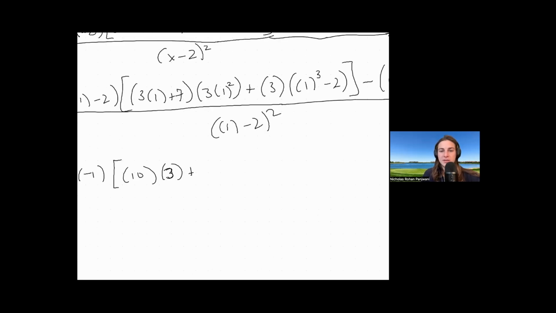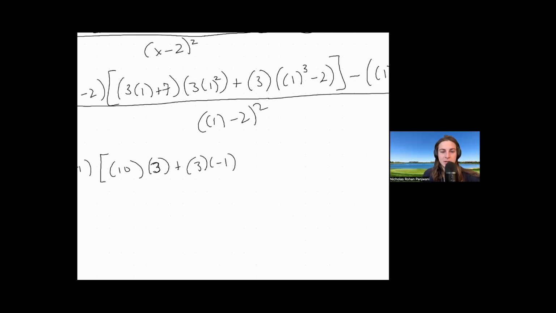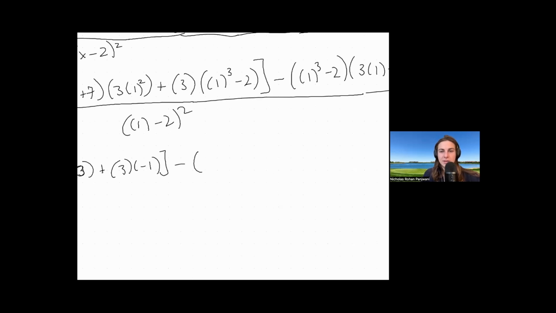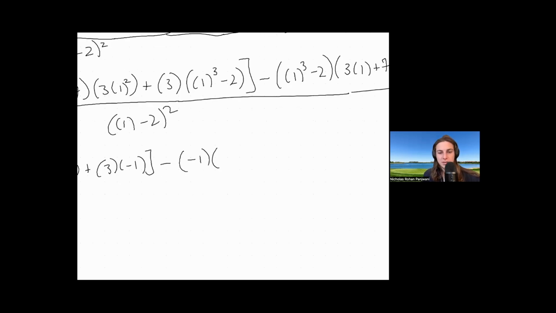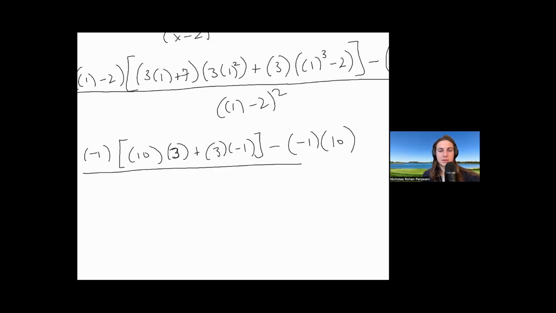1 minus 2 is negative 1. So yeah, 3 times negative 1 minus 1 cubed is 1 minus 2 is negative 1 times 3 times 1 is 3 plus 1 plus 7 is 10. Again, all over, now it's negative 1 squared, which is just 1 on the bottom.